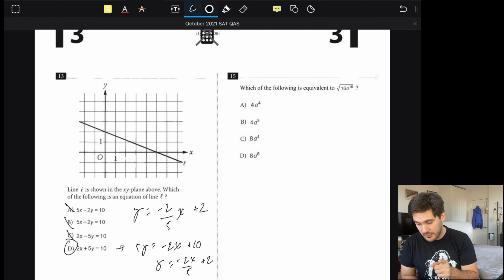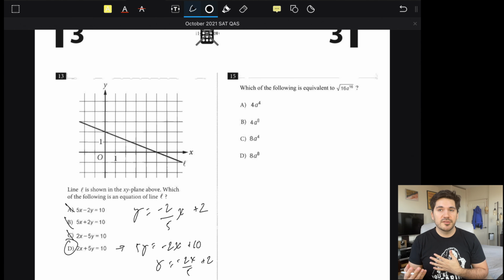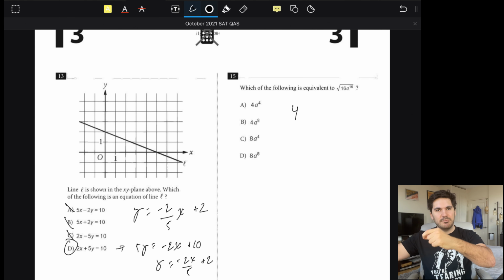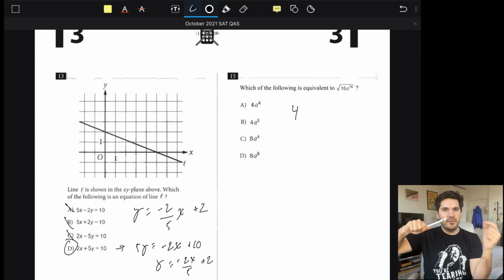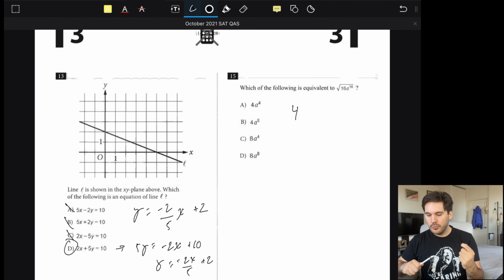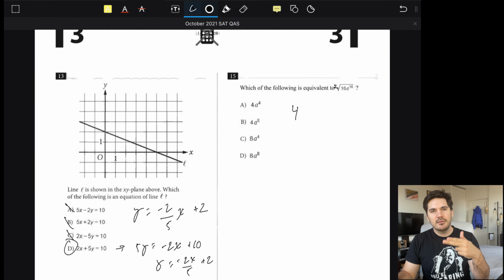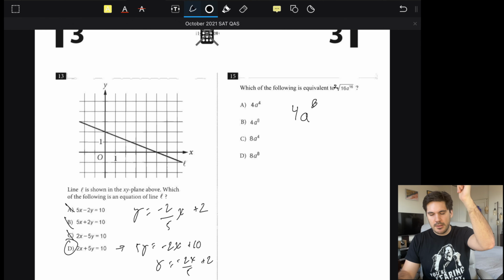Number 15. Which of the following is equivalent to the square root of 16a to the 16th power? This you just got to remember your exponent rules. The number that's in there, the coefficient, is 16, you take the square root of it. So that's going to be 4. Then when you have an exponent and you take a root of it, you divide. So when you have a square root, there's like a little imaginary 2 in there. So you do 16 divided by 2, which is 8. So it's going to be 4a to the 8th power.